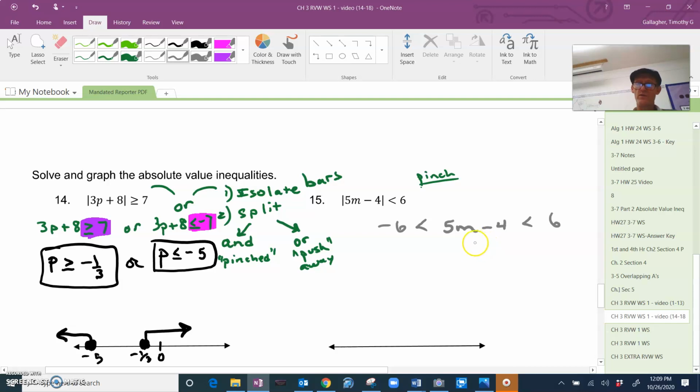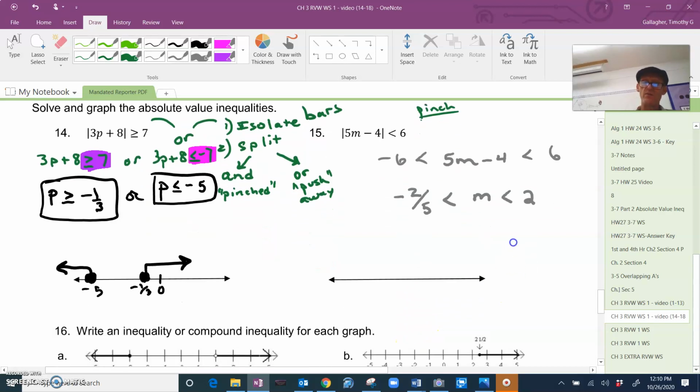Then what we do is we solve this, and we get m. We're going to add the 4 and divide by 5. This is going to be 10, divided by 5 is 2, so m less than 2, and greater than, add 4 and get negative 2, divided by 5 is negative 2/5, is what we get. So that looks like this on a number line.